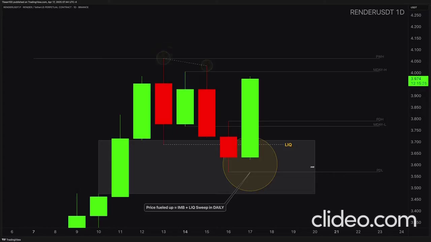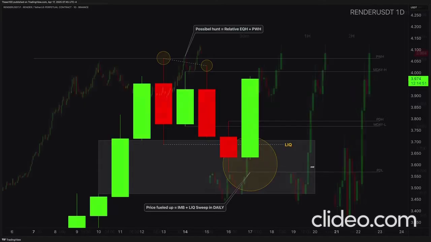And at the top, you can notice these lovely relative equal highs, which are also combined with the previous week high, a strong magnetic target for us. What an amazing daily setup here. I just love this. So we have a full bullish bias on this coin right now.